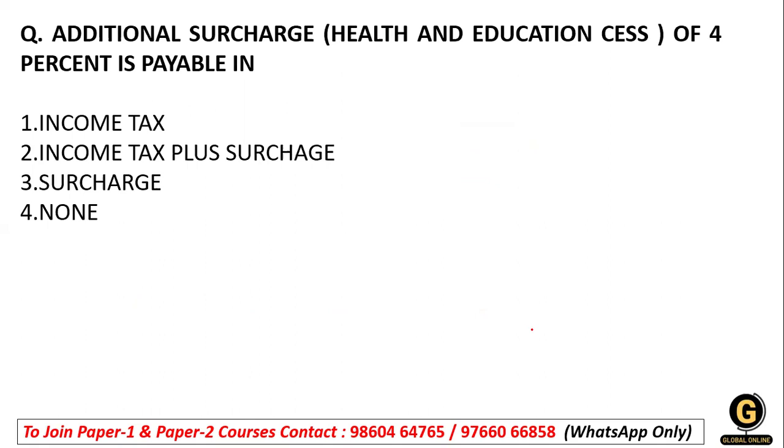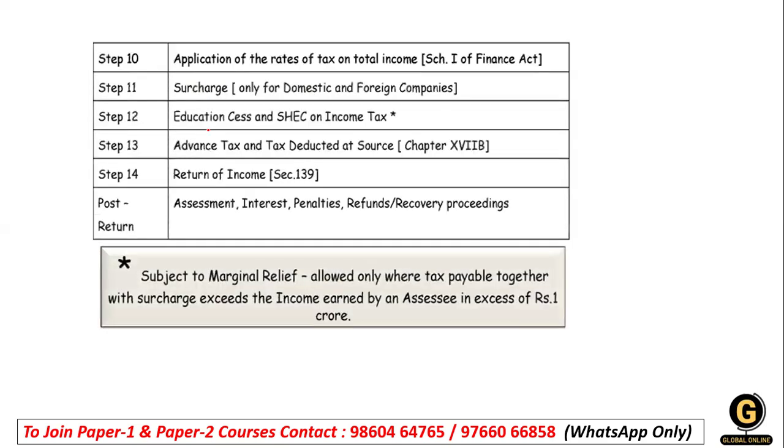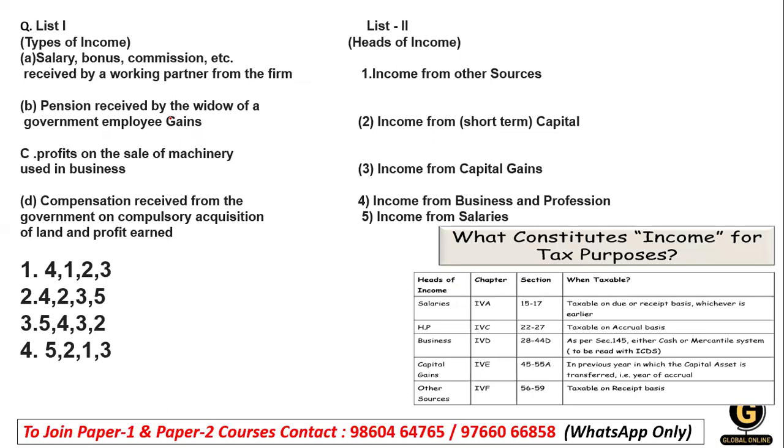Now, next question. Additional surcharge, health and education cess of 4% is payable on, as we just discussed over here, income tax plus surcharge. So the education cess of 4% we have added over here on the total applicable tax rate, whatever rate we have applied on the total income. After that, we add a surcharge, and after that we add the education cess. Okay, clear?